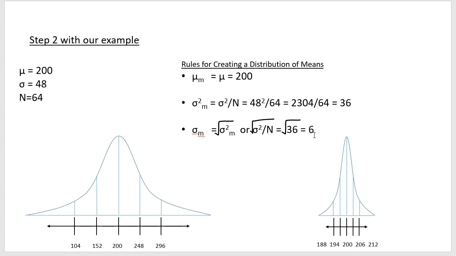So our new comparison distribution, which is the distribution of means, has a mean equal to 200 and a standard deviation of 6, which is indicated here. And pardon that all the numbers are squashed together as a very narrow curve.